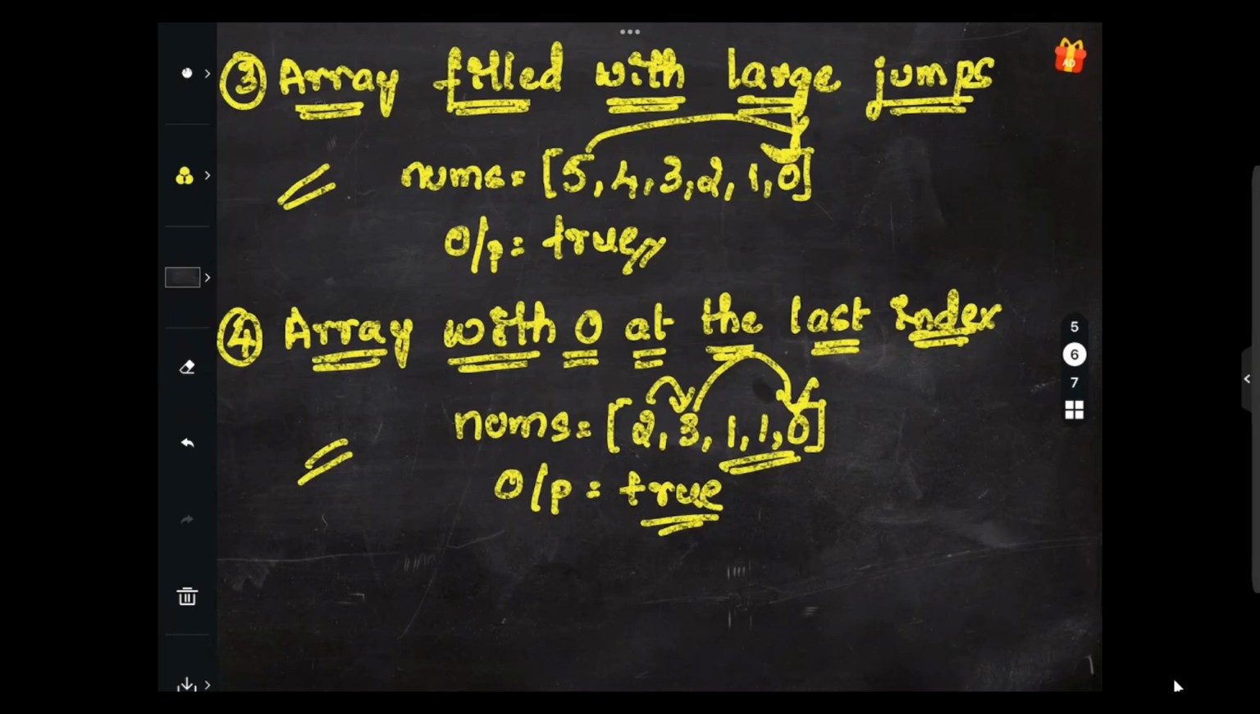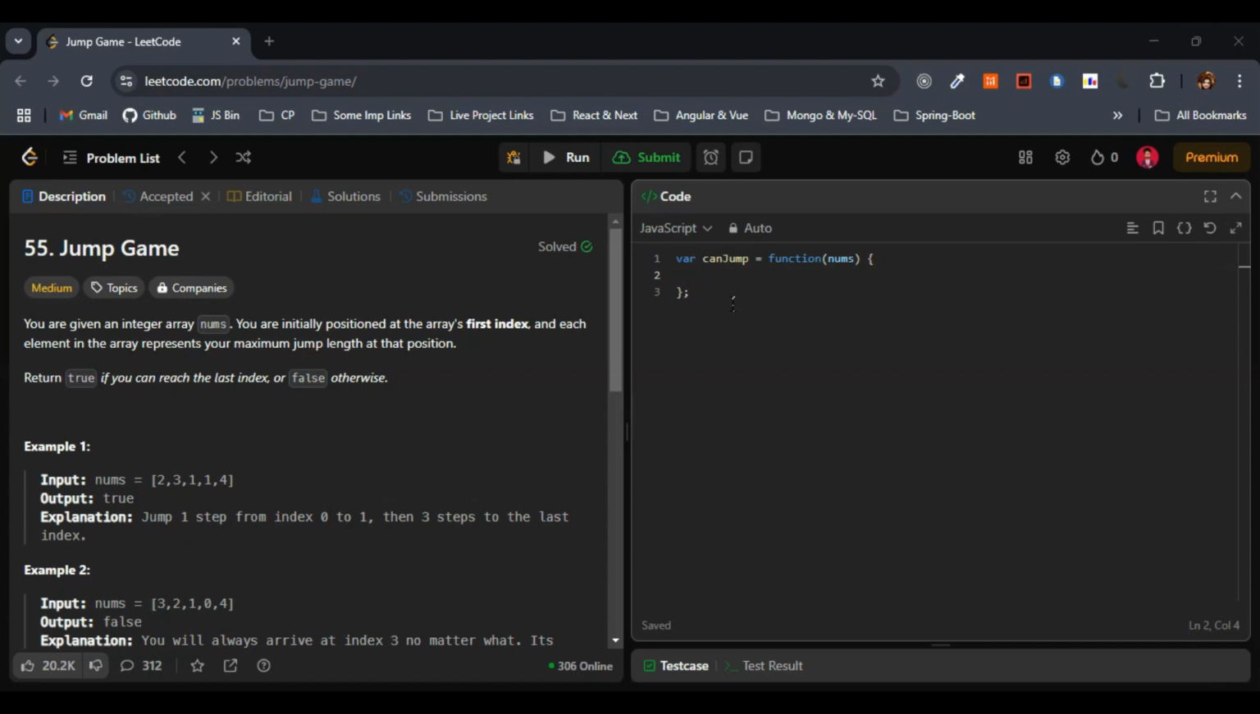Now let's start writing the code. Initially, the last index is always the goal, right? So let's initialize goal to the last index. Here in this case, length of the nums minus 1.